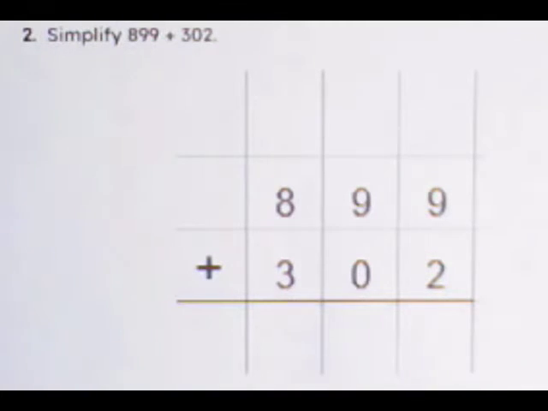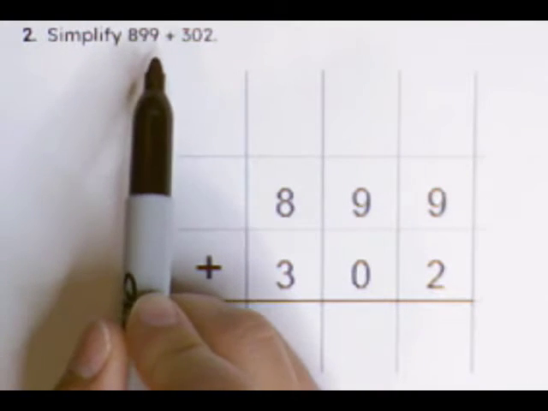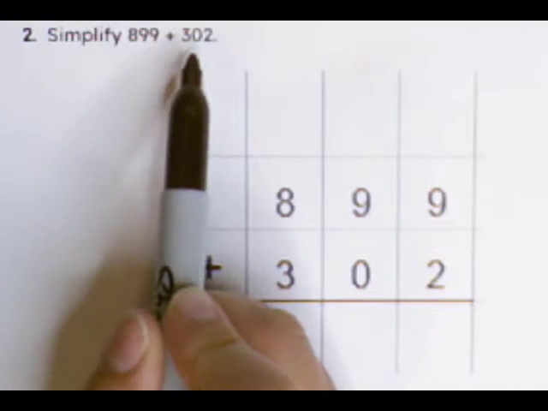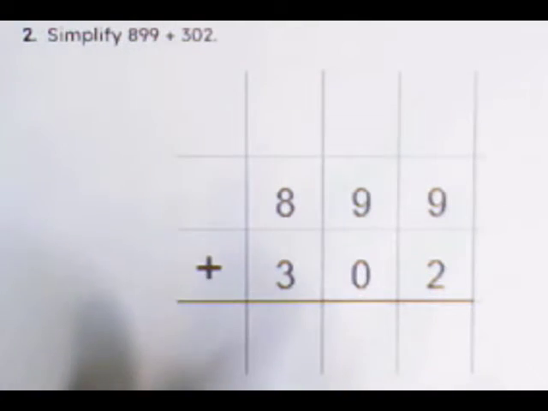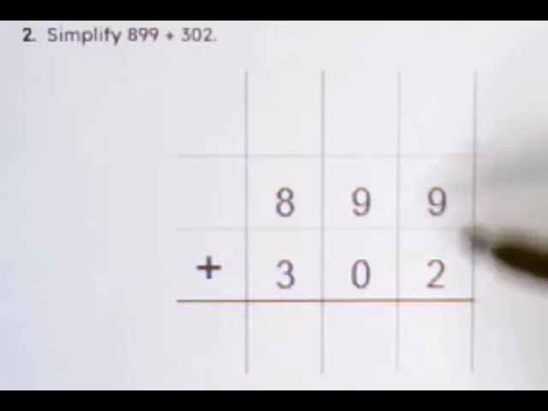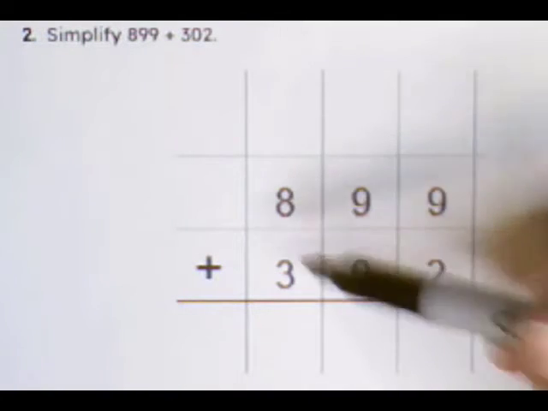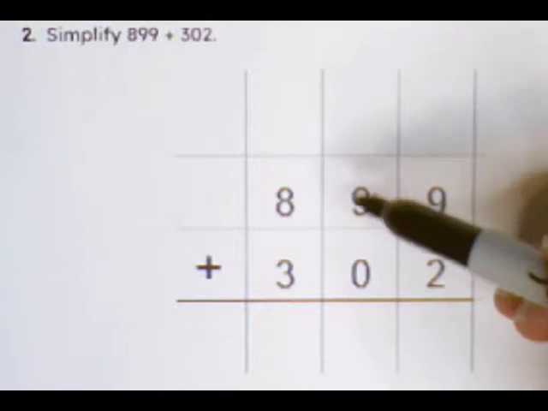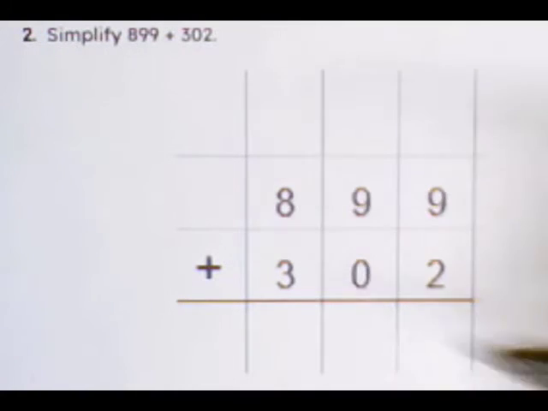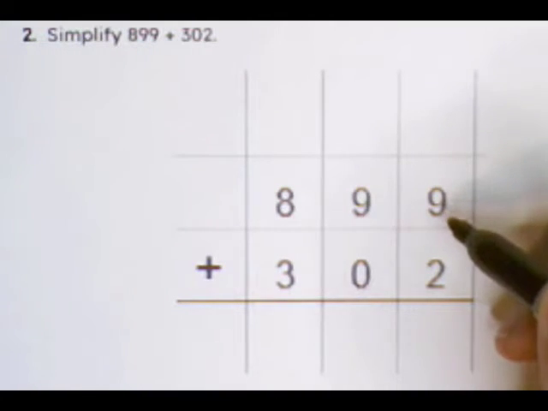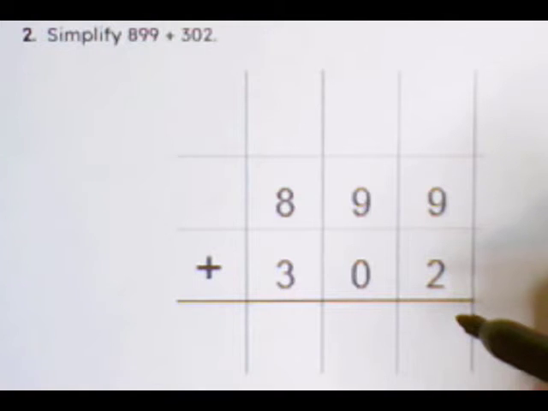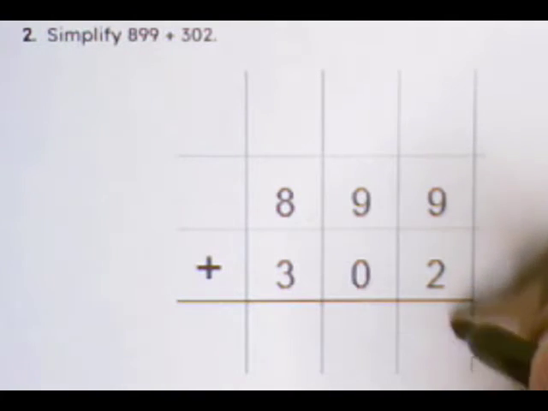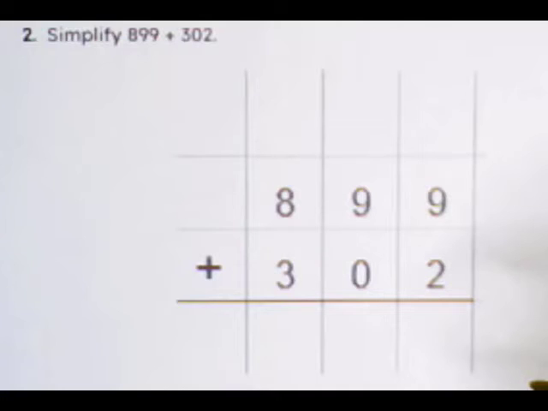In problem number 2, you're asked to simplify 899 plus 302. And simplify just means to make as simple as possible by combining these two numbers together. Now, notice that the problem's already been set up for you, where our ones are together, our tens are together, and our hundreds are together. We want to make sure that we're combining the same things. 9 ones and 2 ones gives me 11 ones. But I can't write 2 numbers in this position. I can only write 1.